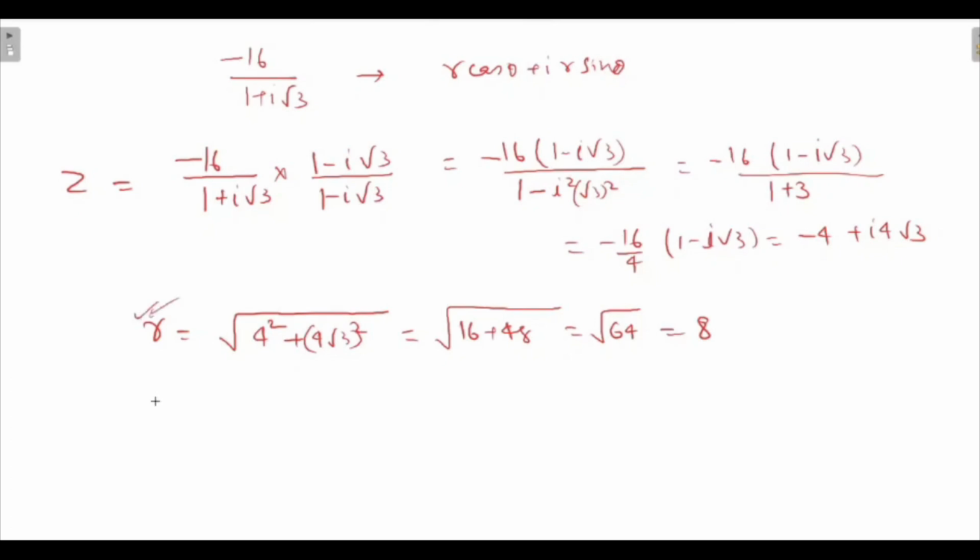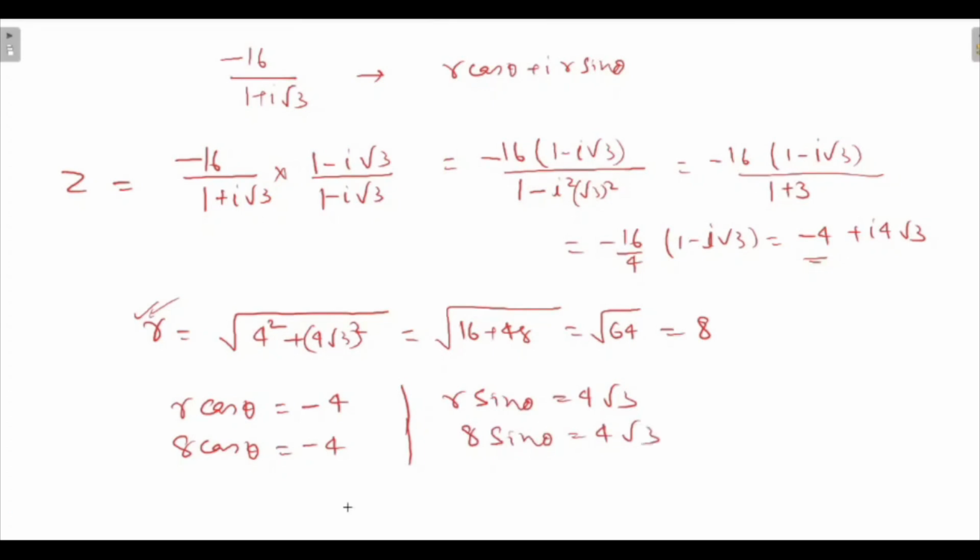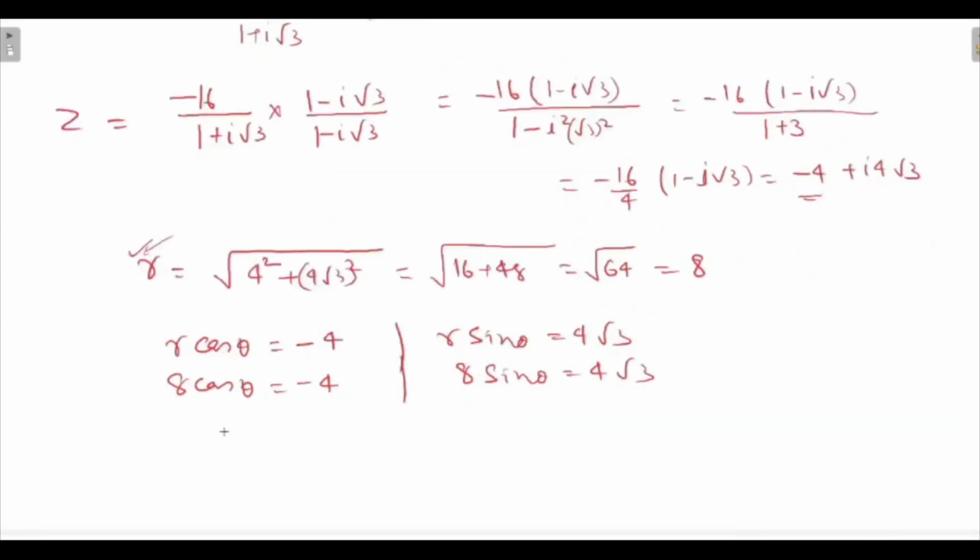Now this is my a, basically. So r cos theta is going to be equal to minus 4, and r sin theta is going to be equal to 4 root 3. My r is 8, so 8 cos theta is minus 4, and similarly 8 sin theta is 4 root 3. So in this case, cos theta is going to be minus 1 by 2, and sin theta is going to be equal to root 3 by 2. So now sin theta is positive and cos theta is negative.